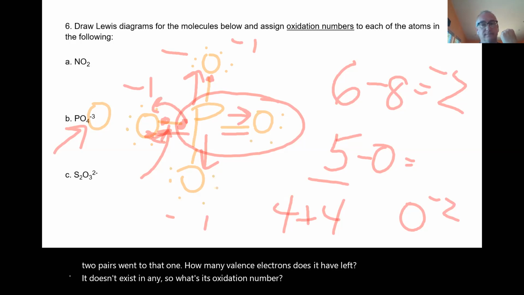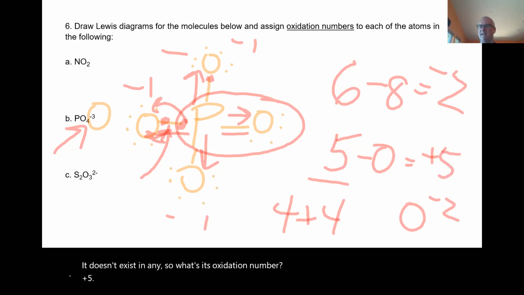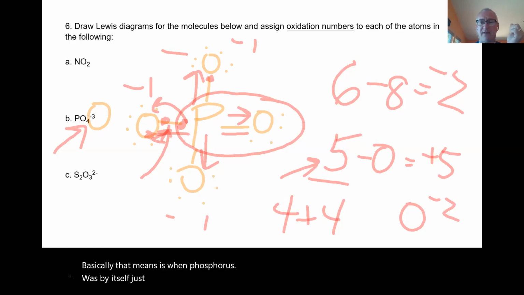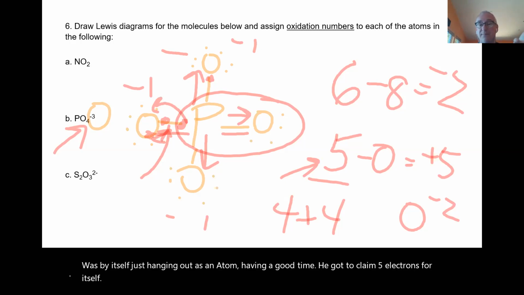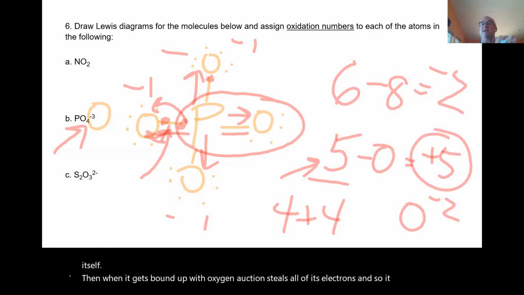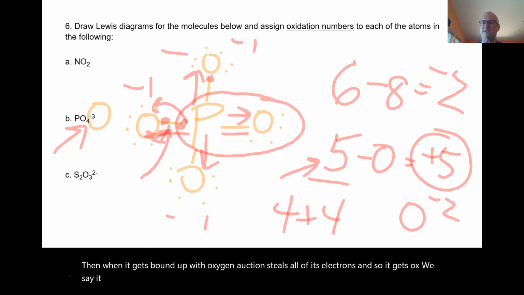+5. Basically what that means is that when phosphorus was by itself just hanging out as an atom having a good time, it got to claim 5 electrons for itself. Then when it gets bound up with oxygen, oxygen steals all of its electrons. And so we say it gets oxidized. That's what oxidized means, is that your oxidation number changes, it goes up.